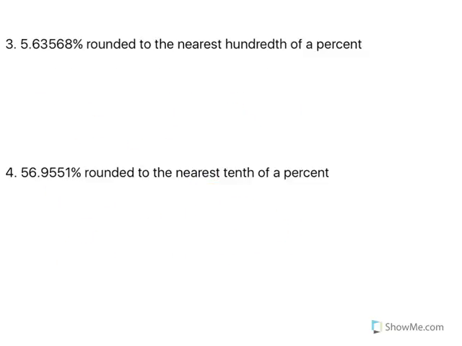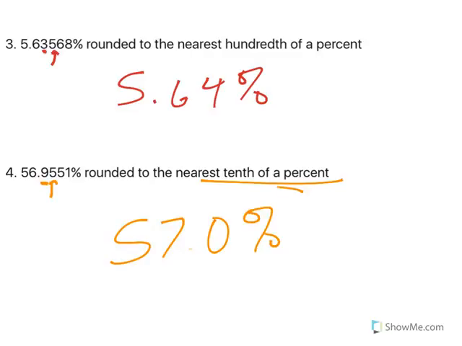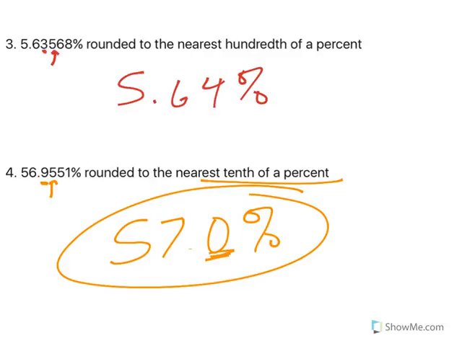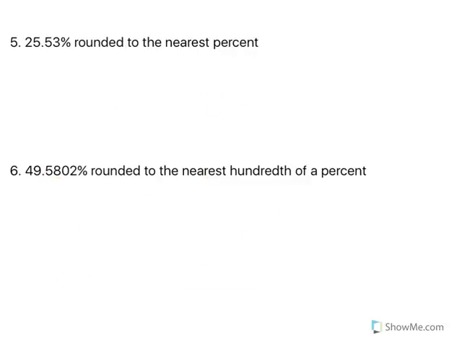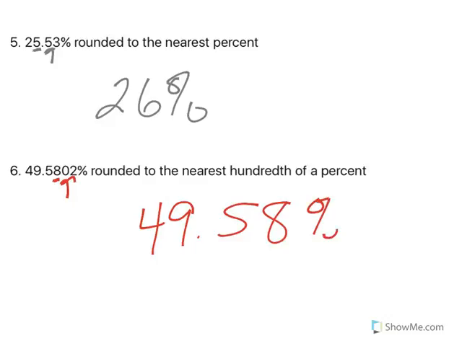Round to the nearest hundredth. That's 2 decimal places, 5 rounds up, so 5.64%. Nearest tenth. Here's a 9, 5 rounds up, so the 9 will round to a 10, so I will have 57.0%. If it says round to the nearest tenth, you really should have a tenth located in your number. And number 5, nearest percent. That's a 5, 5 rounds up, so this is 26%. Nearest hundredth, looking at the 8, 0 rounds down, so 49.58%. I believe that's it, so I hope that helps walk you through some rounding with order of operations and percents.